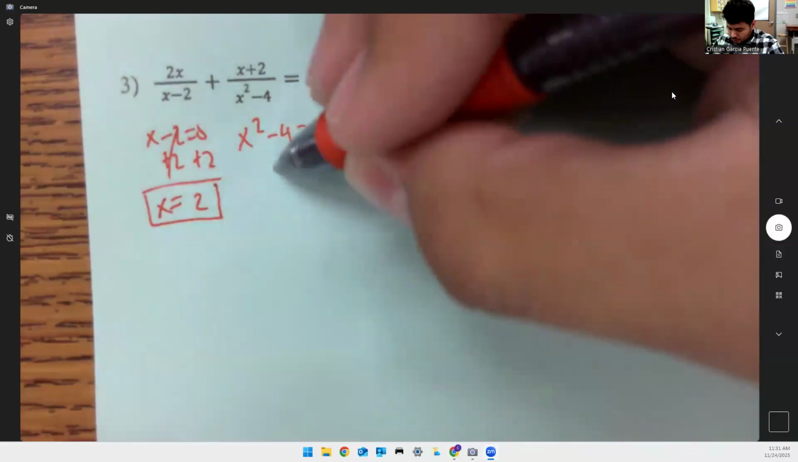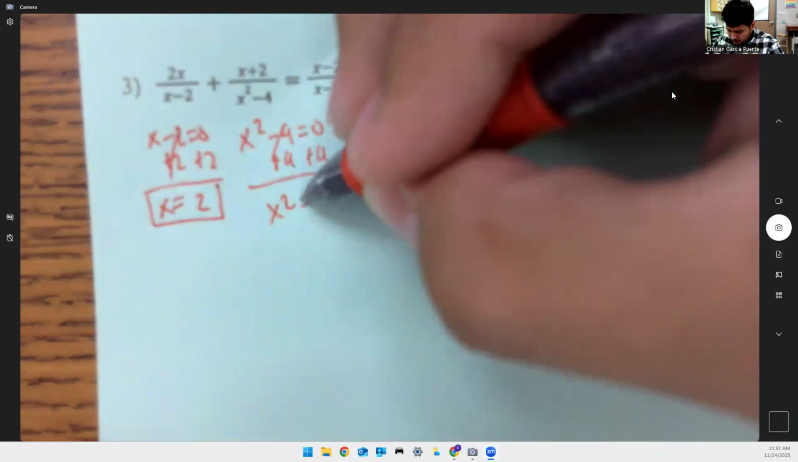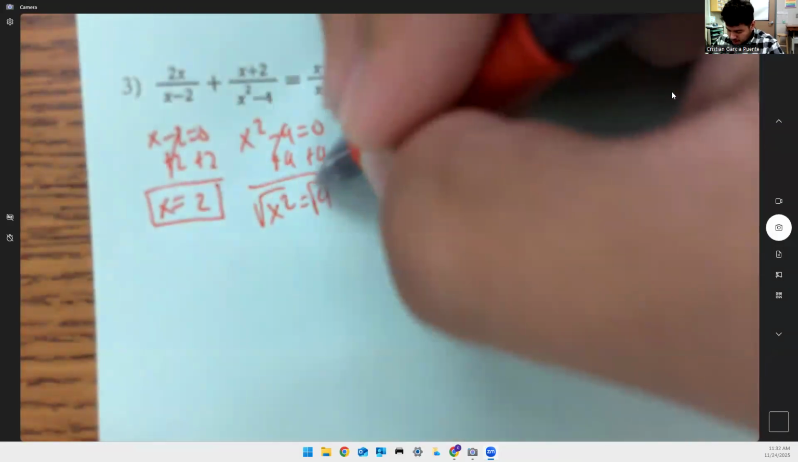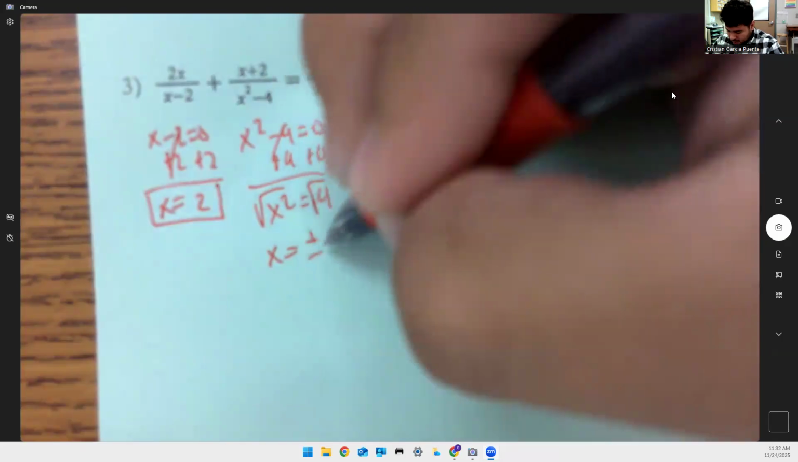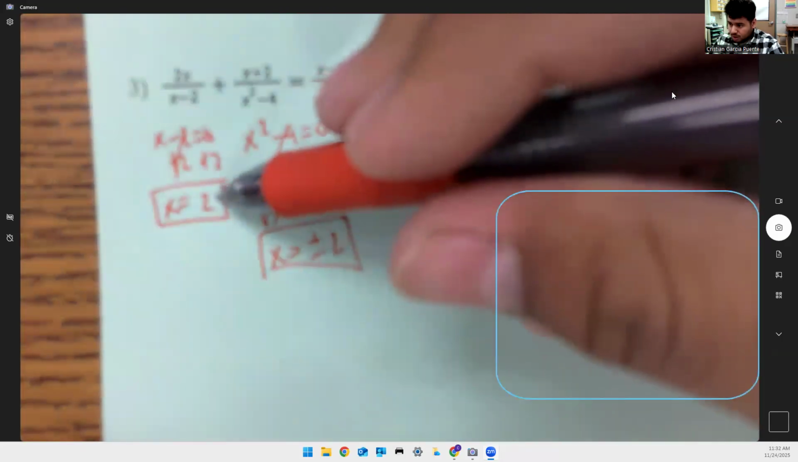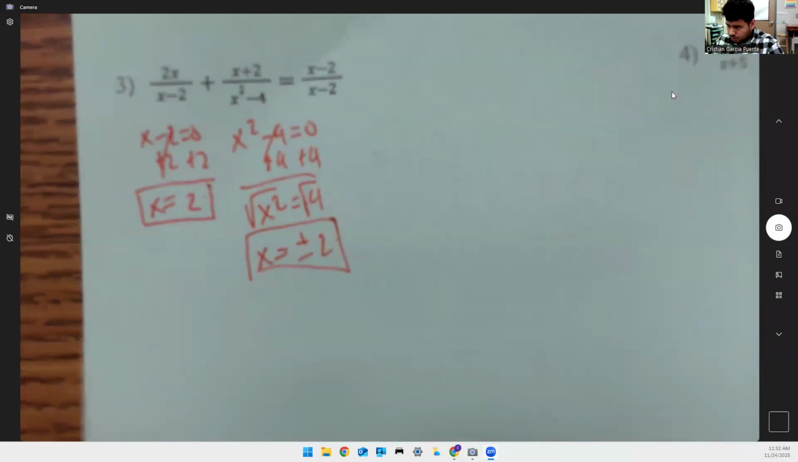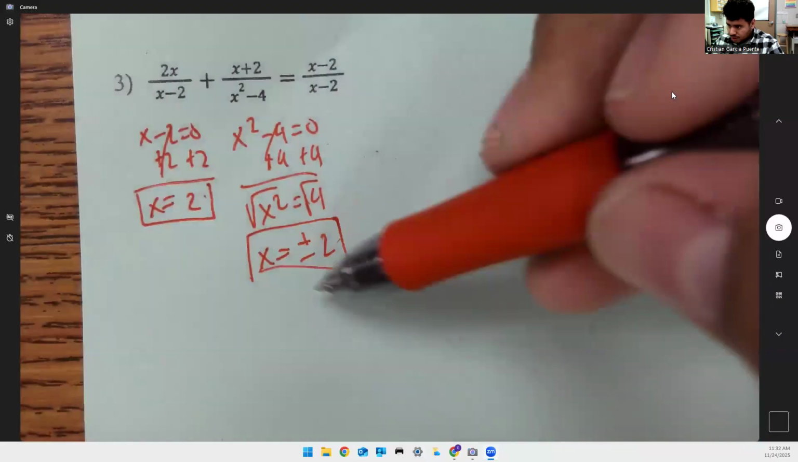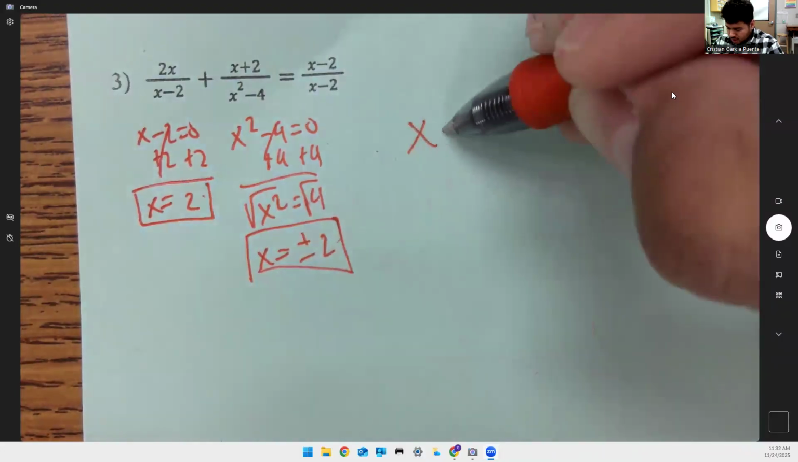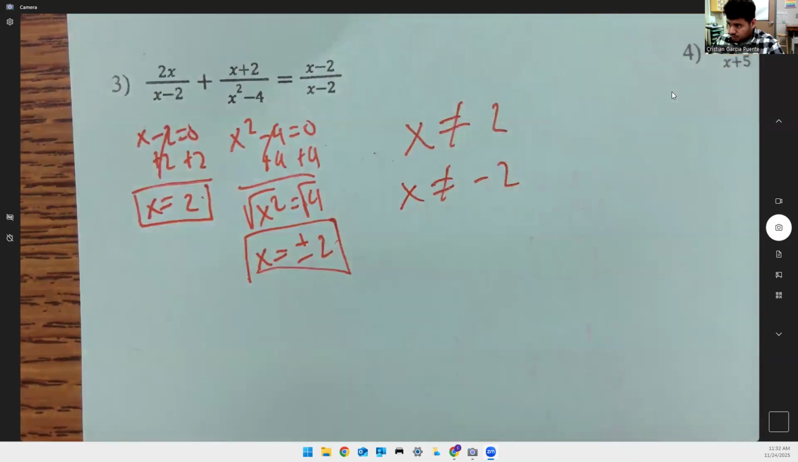This one, add 4 to both sides. So you're left with x squared is equal to 4. How do you get rid of a square? You square root both sides. So x is equal to plus or minus 2. Since your positive 2 is already right here, it also can't be the negative 2. So x cannot be 2 and x cannot be negative 2.